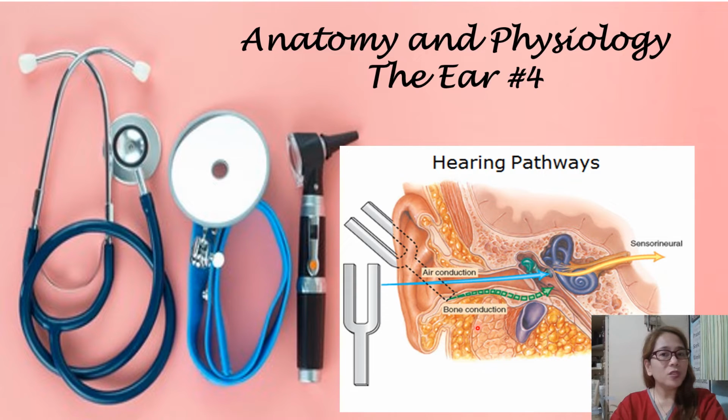Conductive hearing loss occurs when the sound conduction is impeded through the external ear, the middle ear, or both. Usually there is a problem because of blockage. For example, earwax, or cerumen, blocks the canal, and that causes conductive hearing loss. The other one is sensorineural hearing loss. It occurs when there is a problem in the cochlea or the neural pathway to the auditory cortex.